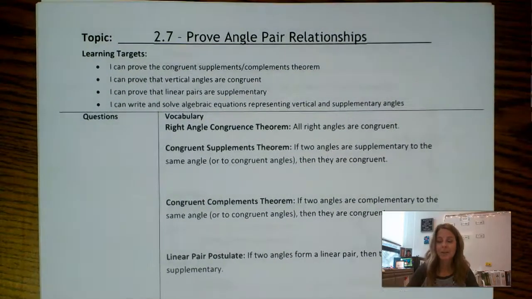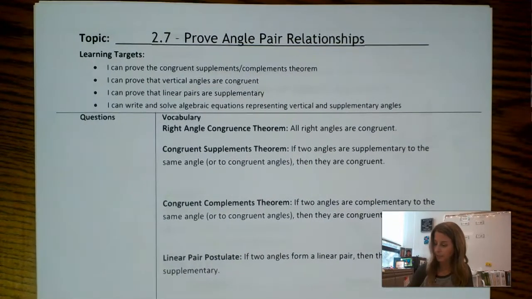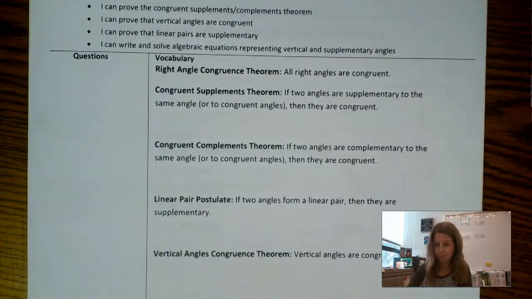Hello. We are going to go through our last section here in Unit 2. The title is to prove angle pair relationships. We're going to learn quite a few theorems and finish the section with a proof. So let's start out with the vocabulary.